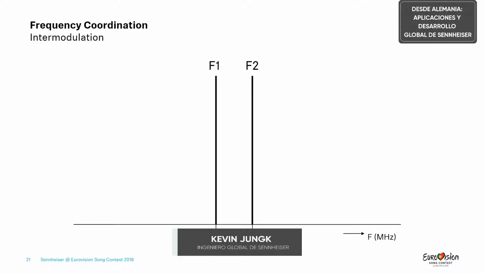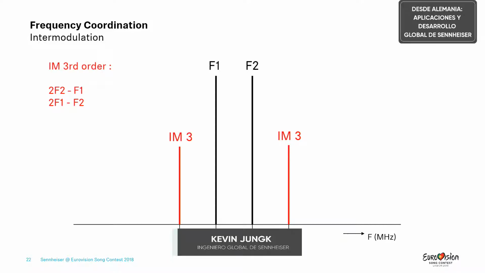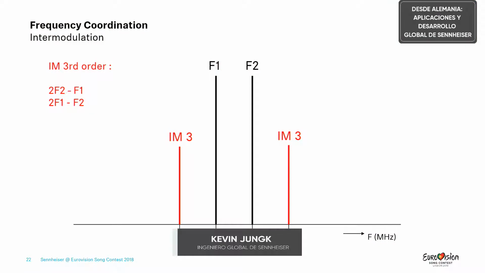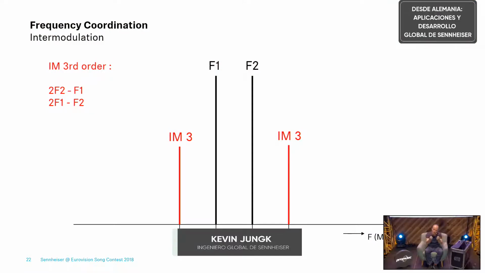So let's assume we have two frequencies on air. And when those two frequencies come close together physically, two microphones come close together, they will create what is called intermodulation products. So when we bring two transmitters close together, it will cause intermodulation products which are red here. The red ones are created by just bringing the two transmitters together.